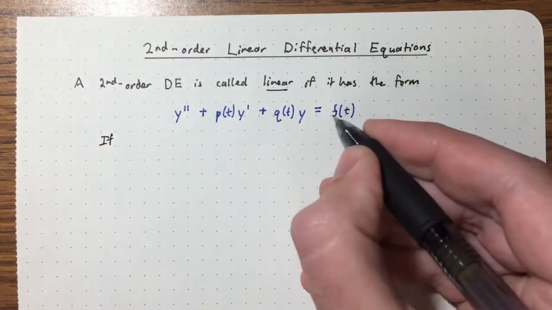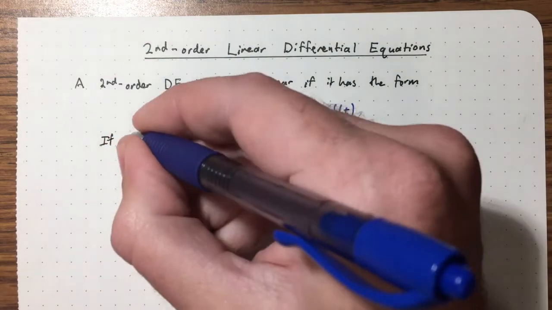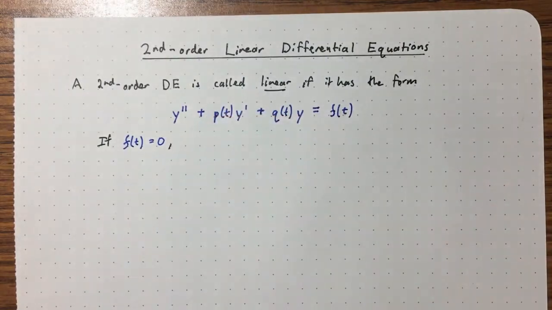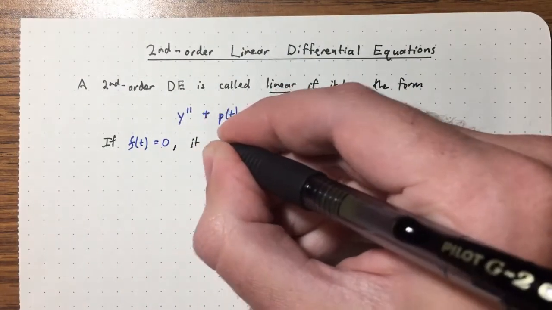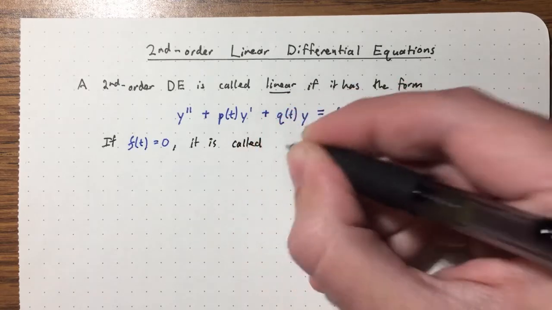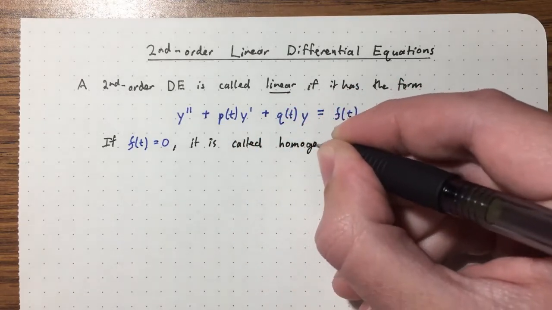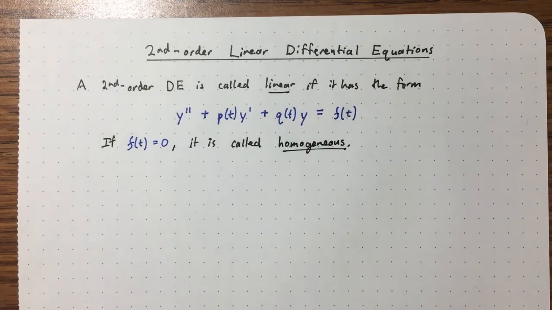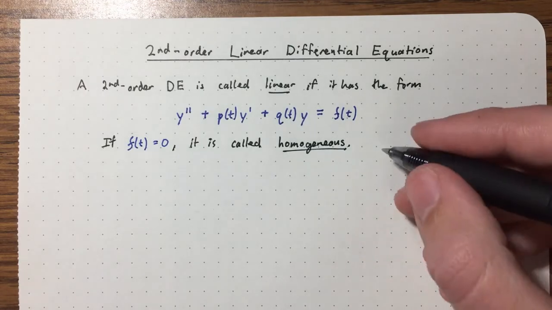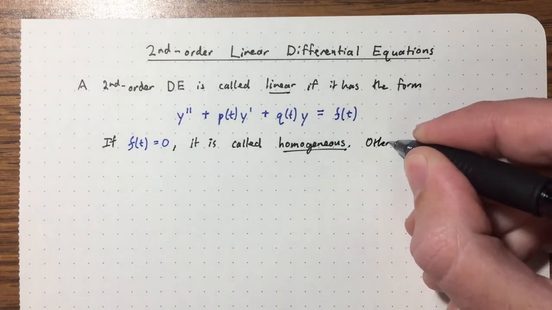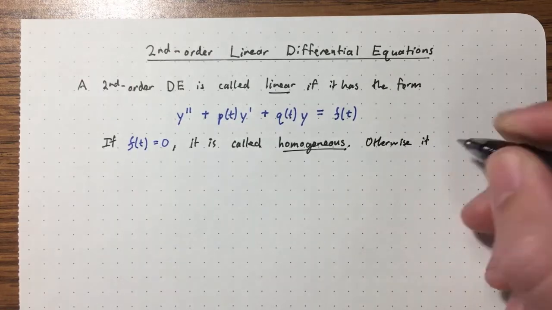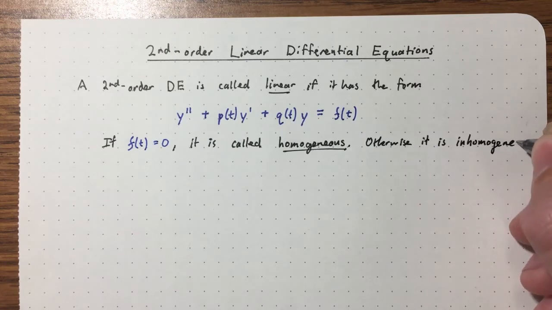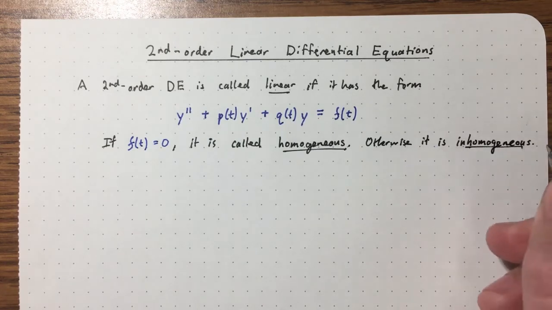And if f of t is 0, so if the function you get on that side is 0, then we have a special name for that, and it is called homogeneous. So we had this term also for first-order differential equations. Okay, and if not, so otherwise, it is called inhomogeneous.